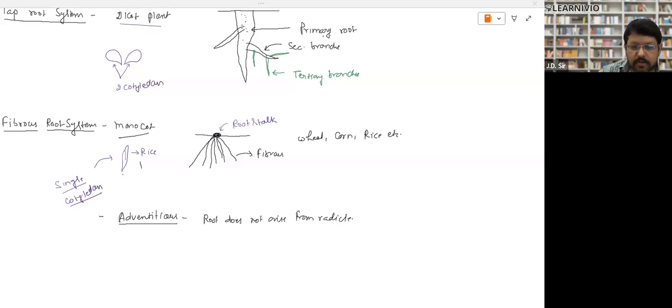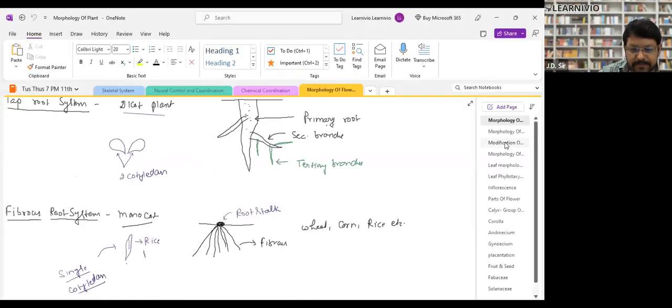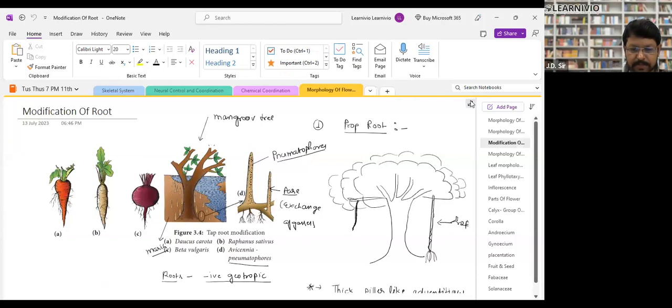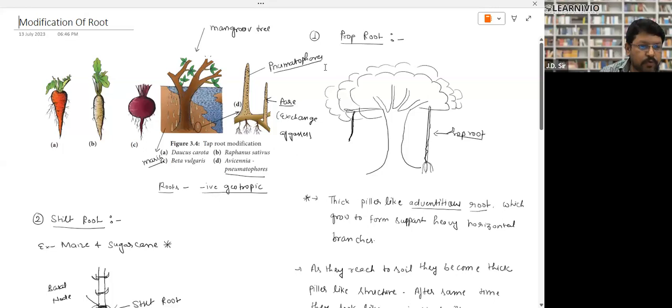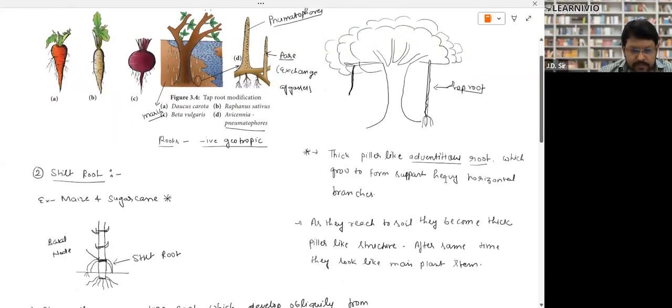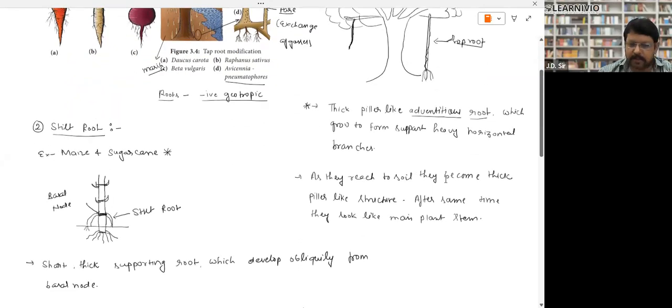I hope now it should be clear. Please ask wherever you do not have clarity, where you are not getting the point, then I will tell you. Don't hesitate. Now, the next thing is that I have already written. This is important, and you have to underline it this way: adventitious roots grow to form support of the heavy horizontal branches. That's what I have told you.